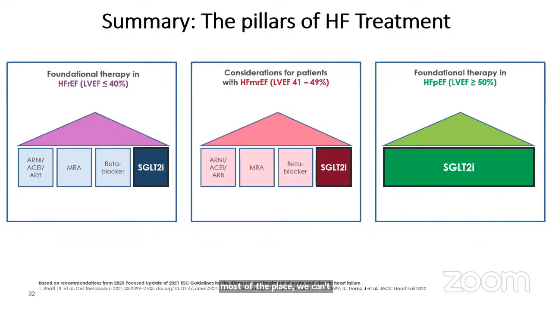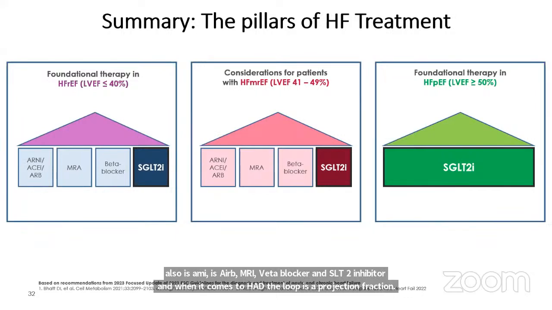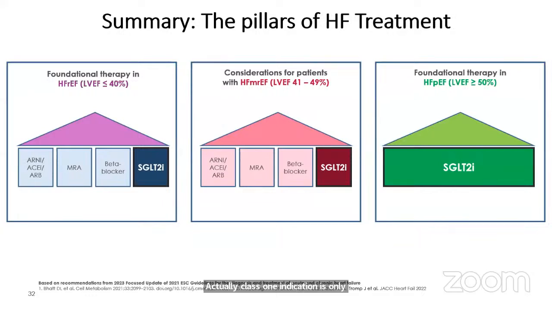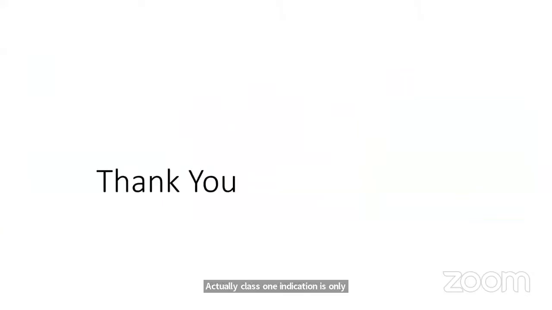And in a patient who is symptomatic despite being on ACE or ARB, you can start them on ARNI and MRA, beta blocker, and SGLT2 inhibitor. When it comes to heart failure with mildly reduced ejection fraction, same also: ARNI, ACE, ARB, MRA, beta blocker, and SGLT2 inhibitor. And when it comes to heart failure with preserved ejection fraction, actually the class 1 indication is only SGLT2 inhibitor. The rest are all class 2B. Thank you.